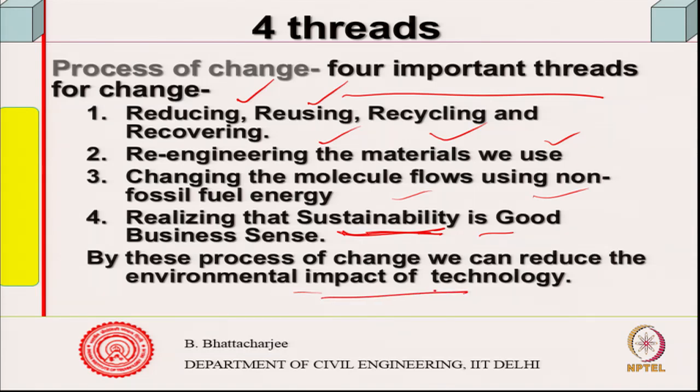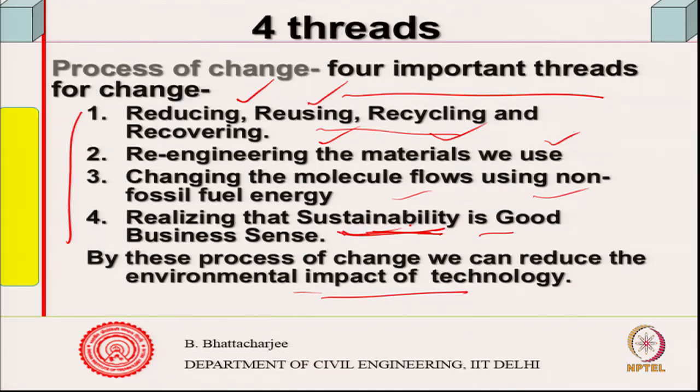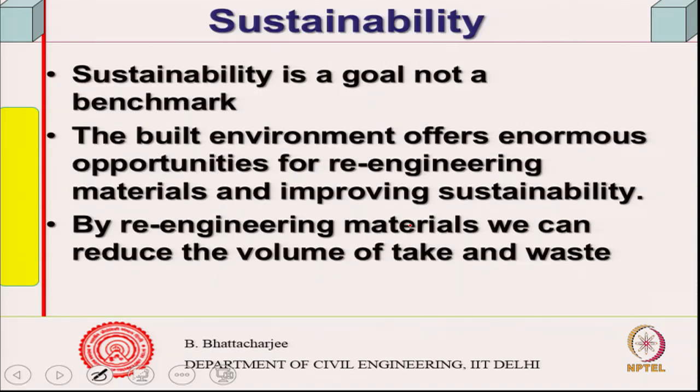Okay. So, with this we can actually reduce the impact of technology on environment. With this kind of understanding, these 4 principles, we can. So, this is 4 R's actually: reduce, reuse, recycle, recover. Then re-engineering, changing molecule flow using non-fossil fuel energy, like various kinds being attempted, solar energy, wind and things like that. And then you must realize that sustainability is a good business thing. So, it is a goal. Now, I will define this.